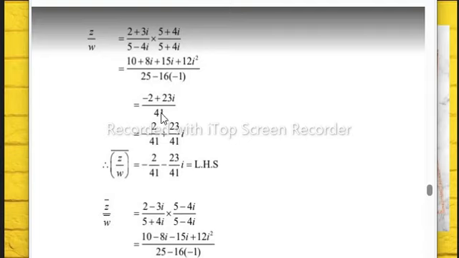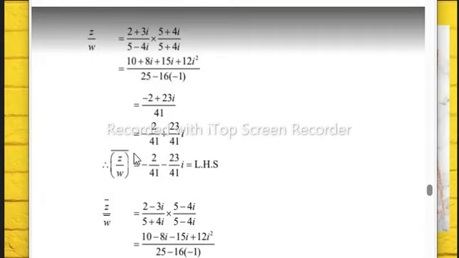So 41, which is the denominator, we take 41 separately in the denominator of 2, while we write 41 separately, 23 upon 41 iota. So this will be our value of z upon w.